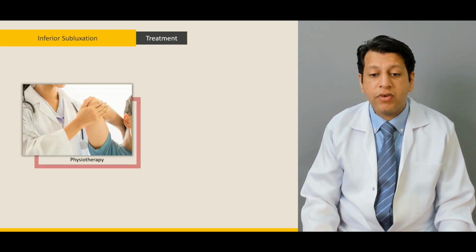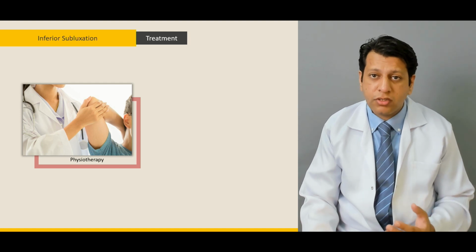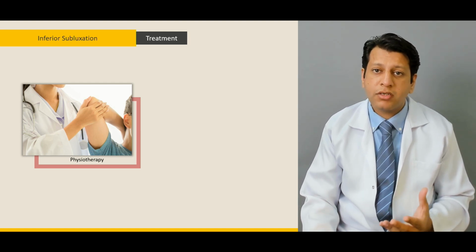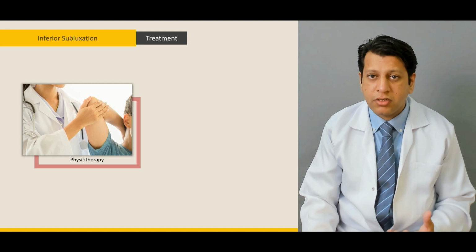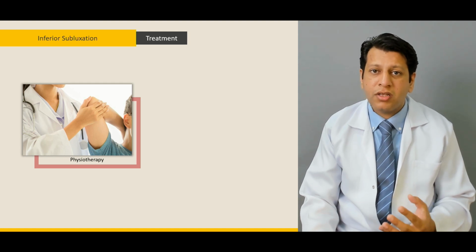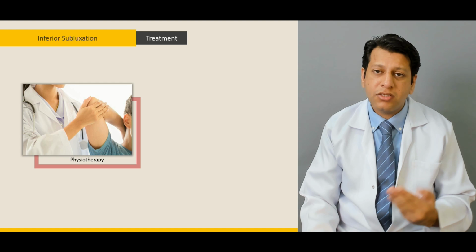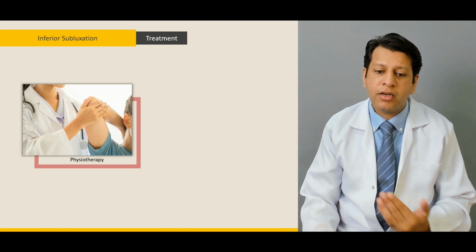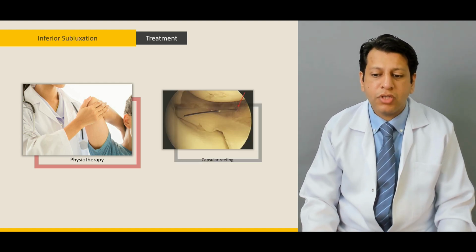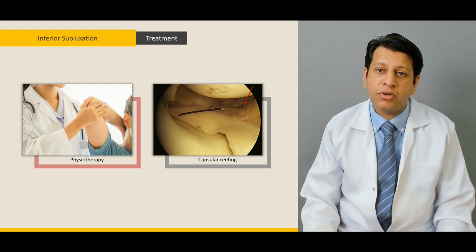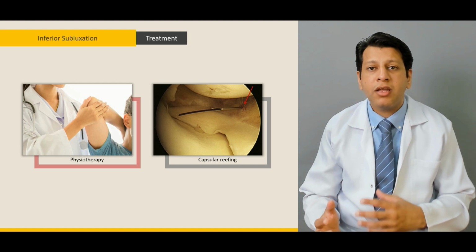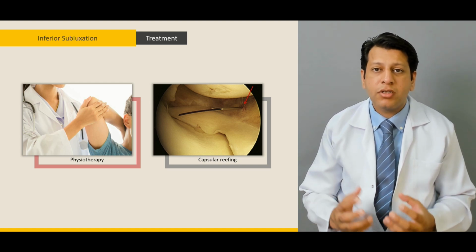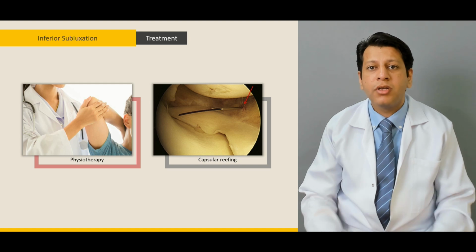Then once we diagnose whether it's inferior subluxation or dislocation, comes the treatment. If it's complete dislocation, first and foremost is always closed reduction under general anesthesia, that is, under sedation. But if it is only subluxation associated with laxity, a tendency to come down but not completely dislocate, then that can be treated with physiotherapy and inferior capsular shift or reefing. That is, the inferior capsule can be tightened arthroscopically or via an open technique, so that the head does not go down again and again.